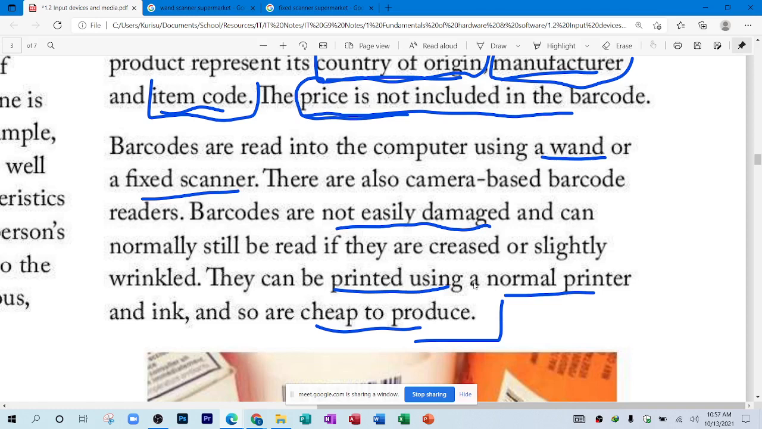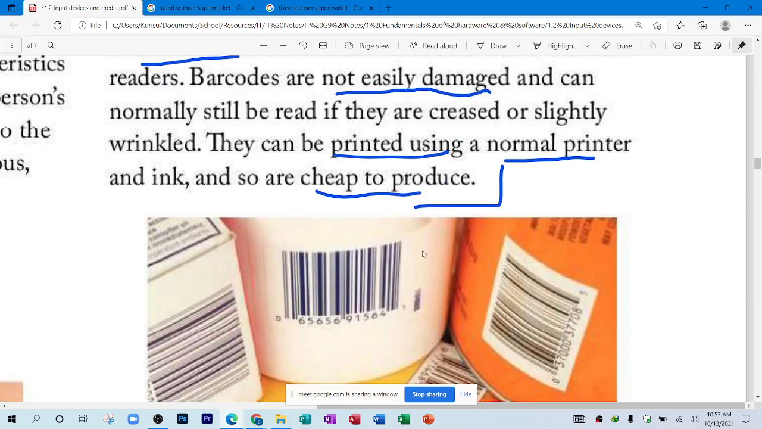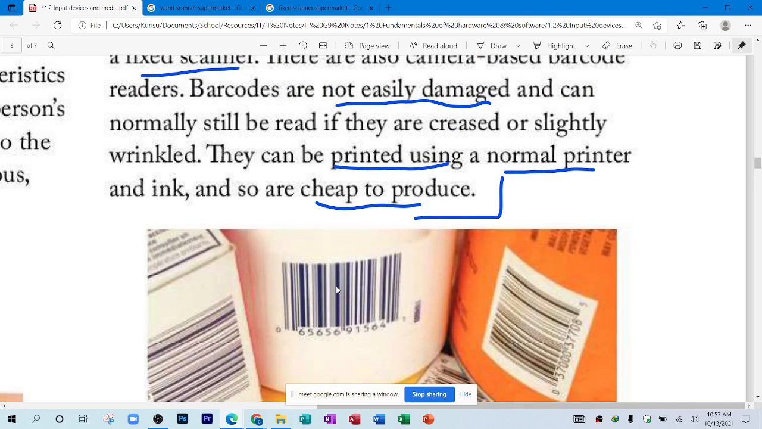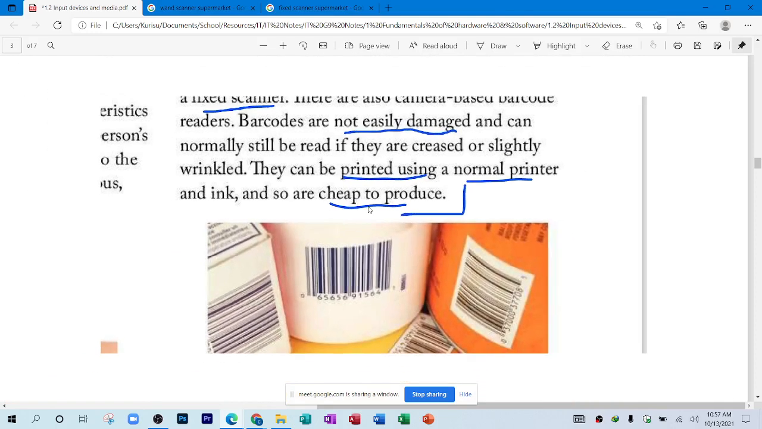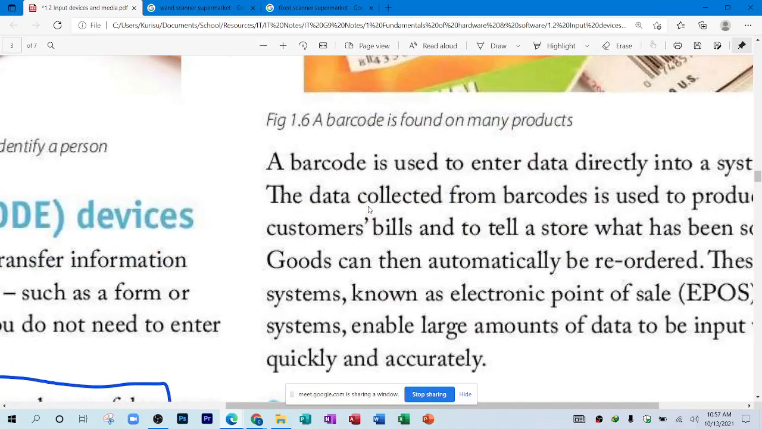Now, the other advantage is that you can print it on normal paper, with normal ink. It's not anything technical that requires a special ink, a special printer, or a special paper. Any paper, any printer can basically make a barcode. So even you can make a barcode that represents something. The other advantage is that it is cheap to produce because it's regular paper and ink.